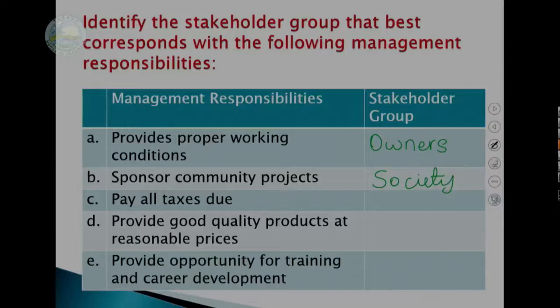C, pays all taxes that are due. And once we know it deals with money, it is the government. Ensure that the businesses pay their taxes. The taxes are important because the taxes are what the government would use as a form of income to redistribute to the different ministries so that we can get roads, pay doctors, lawyers, teachers, and offer you infrastructure and stuff like that. Okay? Providing good quality products at a reasonable price, and this is customers. This is what we expect.